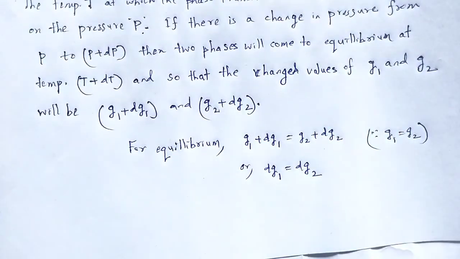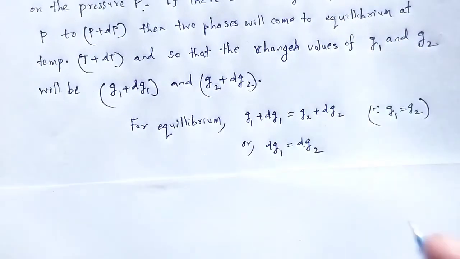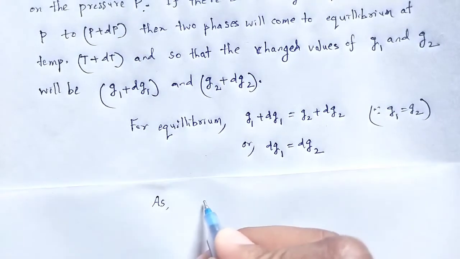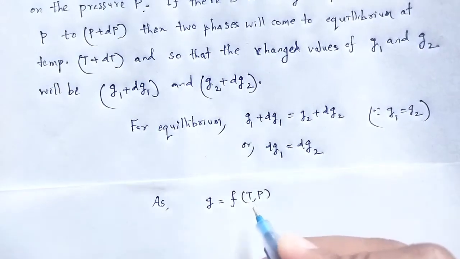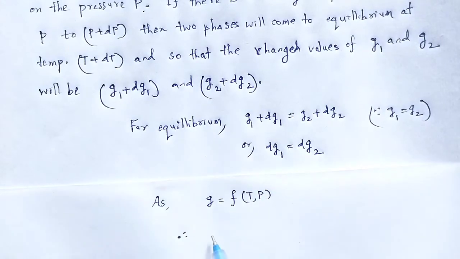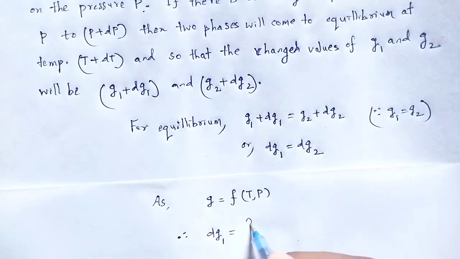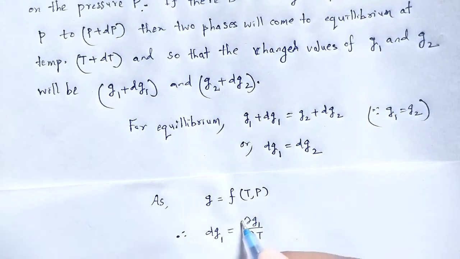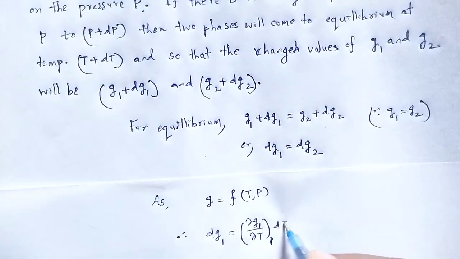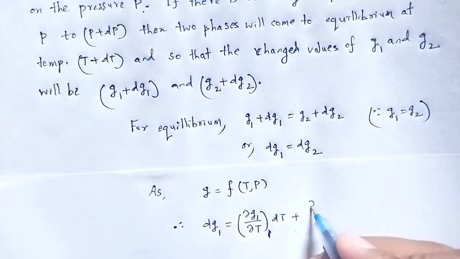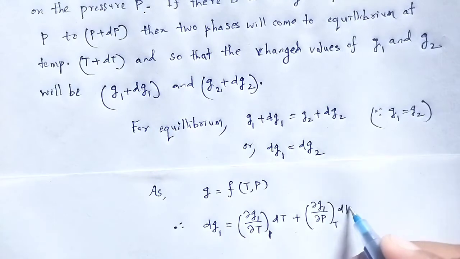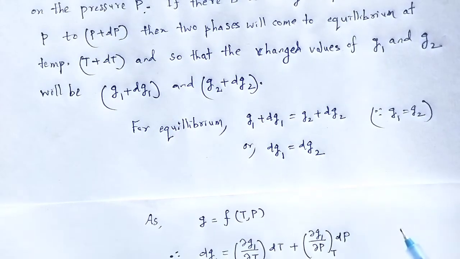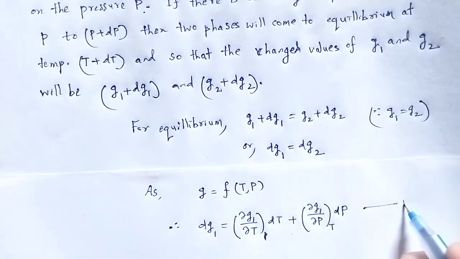Now, G is a function of temperature and pressure, so I write, therefore, dG1 is equal to del G1 by del T at constant pressure dT plus del G1 by del P at constant temperature dP. Let that be equation number 4.